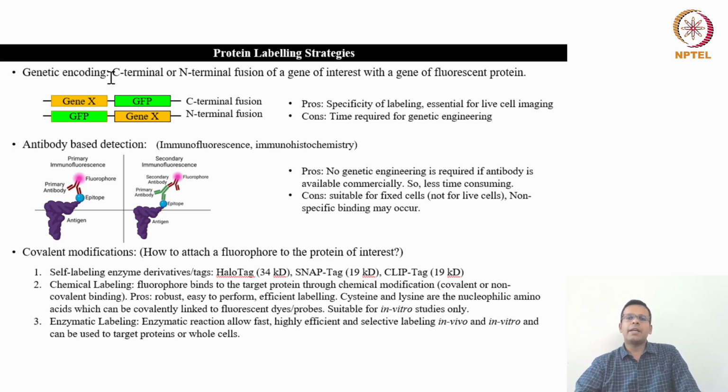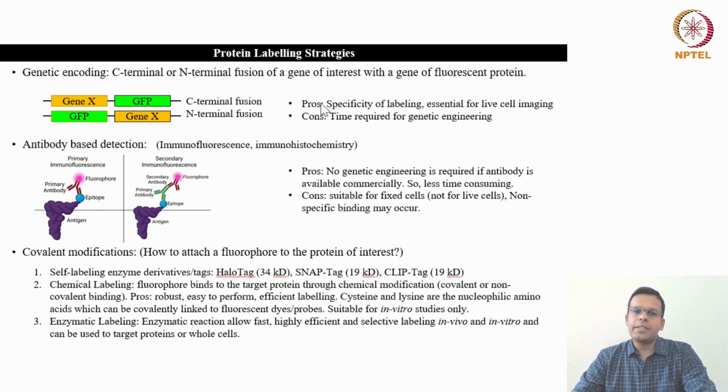This kind of genetic encoding takes place at the endogenous level. So in the genome of any organism, you have to fuse this GFP gene at the C or N terminus of your gene of interest. There can be two types of fusion. Either you can fuse this GFP gene at the C terminus of your gene of interest, or you can fuse it at the N terminus of your gene of interest. There are several advantages and disadvantages of this approach.